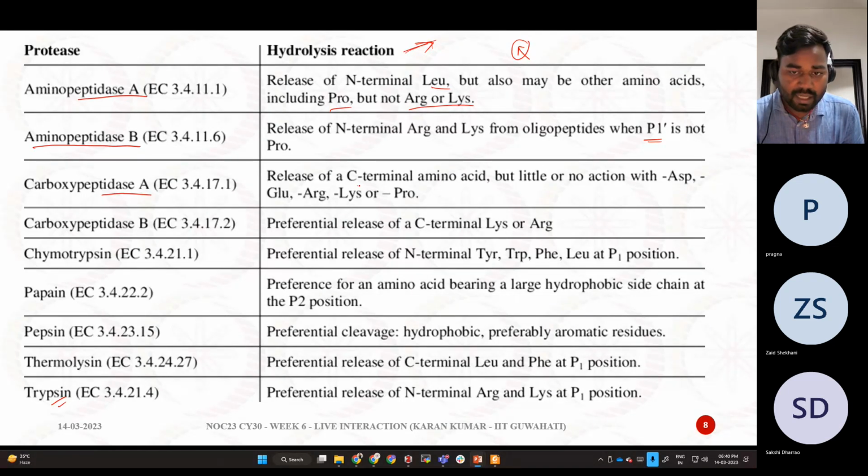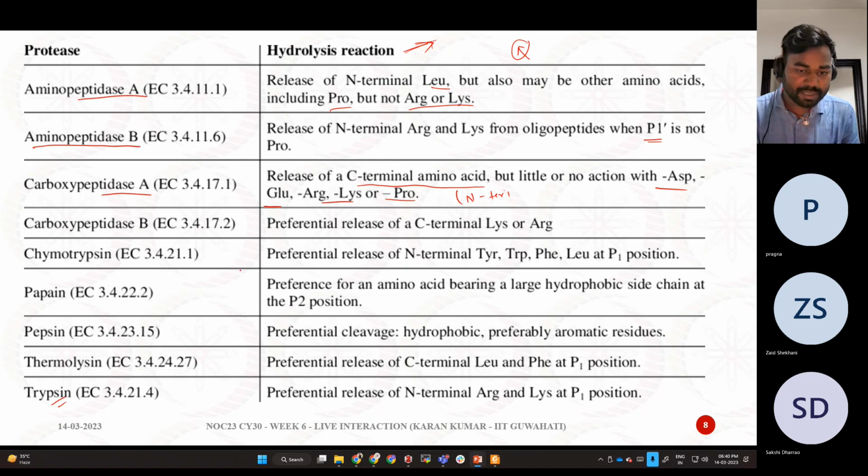Now coming to carboxypeptidase A. Carboxypeptidase A releases the C-terminal amino acid, but has little or no action with aspartic acid, glutamic acid, arginine, lysine, or proline. That means it is cleaving at the N-terminal side. Only in the carboxypeptidase enzyme family, carboxypeptidase cleaves at the N-terminal side and releases the C-terminal amino acid. However, other enzymes cleave at the C terminal and release the N terminal.